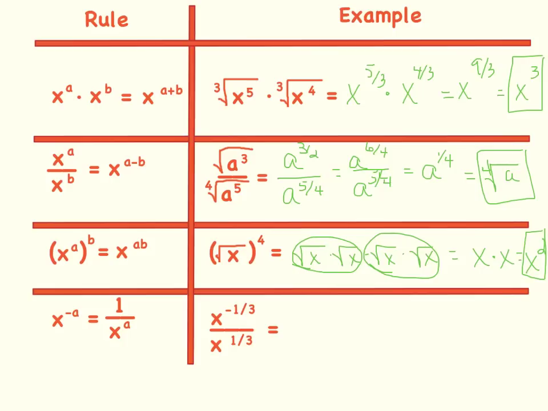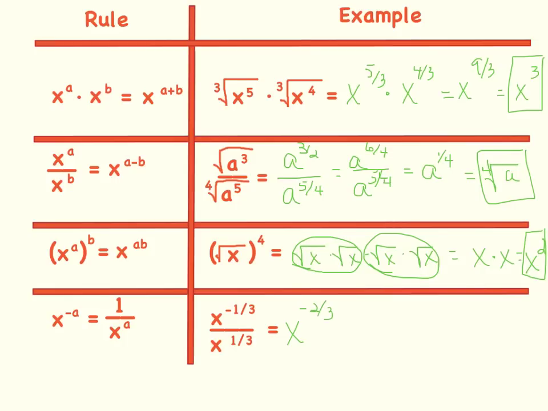This next example might be a little more difficult. It is the law or the rule of when you have a negative exponent. So first let's look at our example. We have x to the negative 1/3 power divided by x to the 1/3 power. Well, first we're going to use our rule of dividing variables with exponents, which means we're going to subtract our exponents. So basically I have x to the negative 1/3 minus 1/3 power, which is x to the negative 2/3 power.